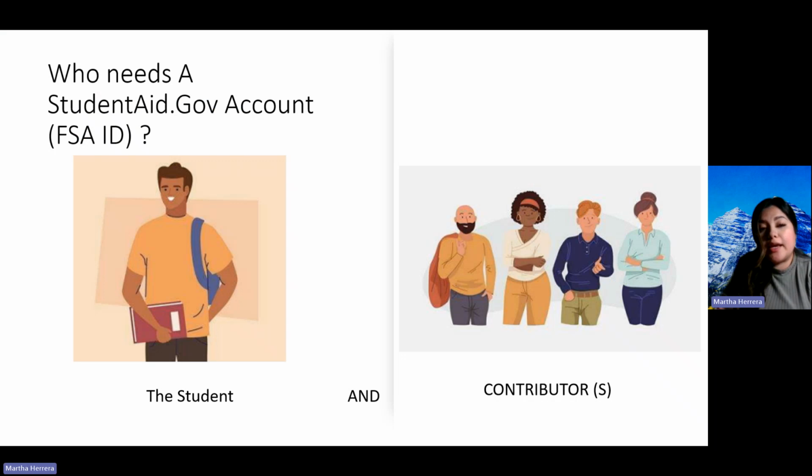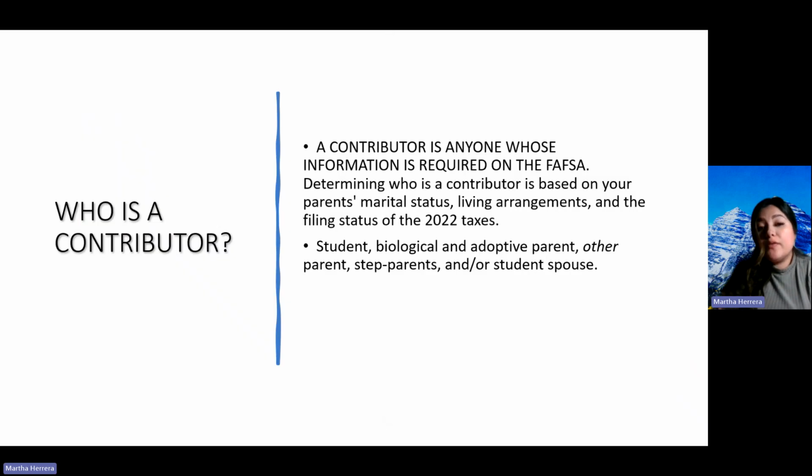So who needs a StudentAid.Gov account? The student and contributor. So who's a contributor? A contributor is anyone whose information is required on the FAFSA form. Determining who is a contributor is based on your parents' marital status, living arrangements, and the filing status of their 2022 tax return. So a contributor is a student, a biological or adoptive parent, other parent, step-parent, and/or a student's spouse.